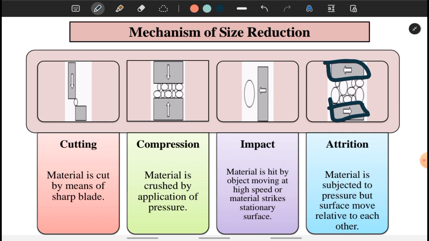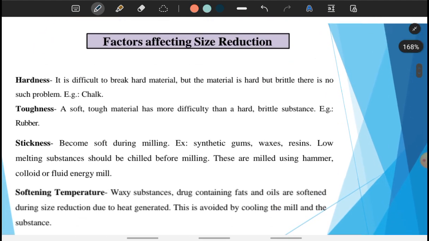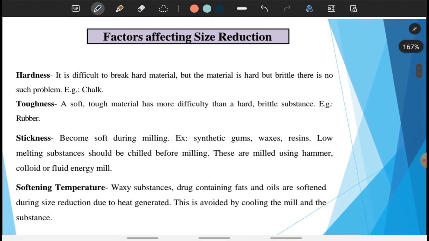Okay. These are the mechanisms of size reduction, the four mechanisms: cutting, compression, impact, and attrition. Next, moving to the factors affecting size reduction. In this, the first factor is hardness.